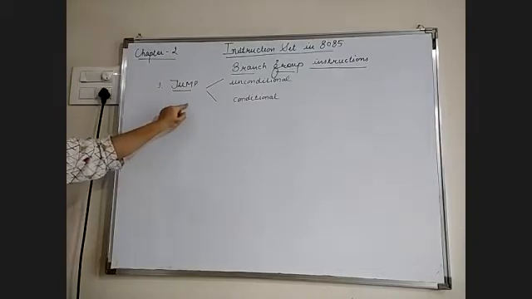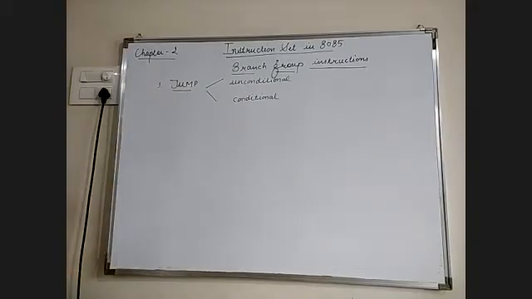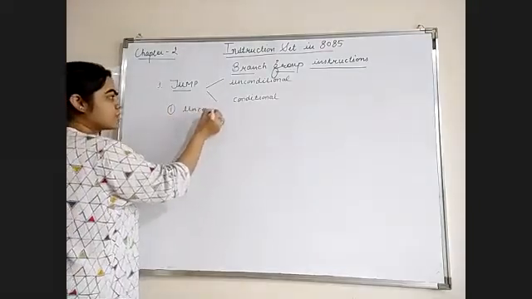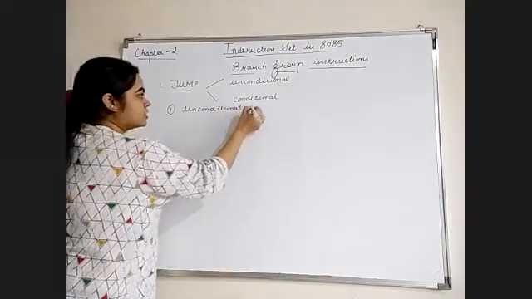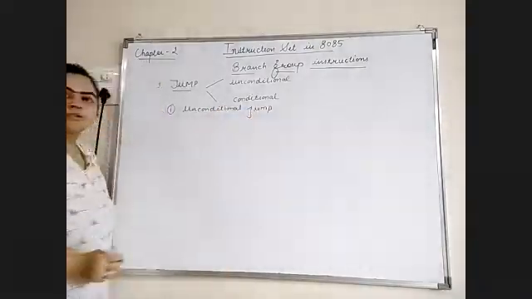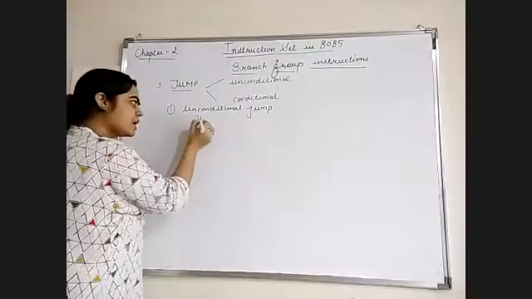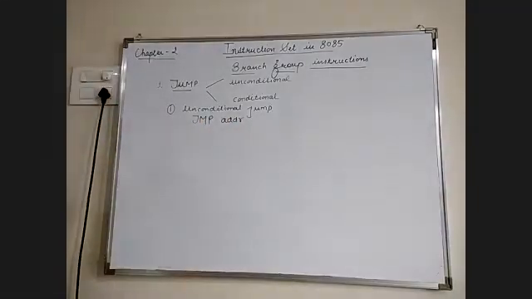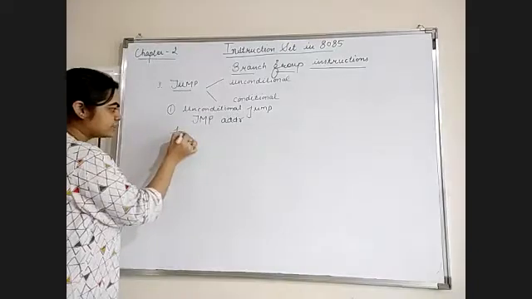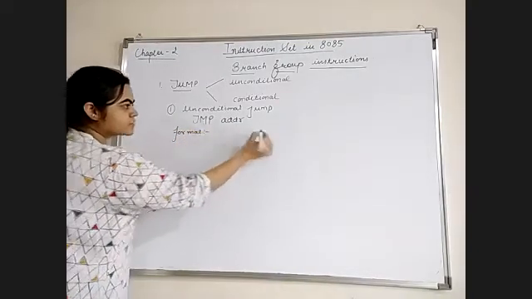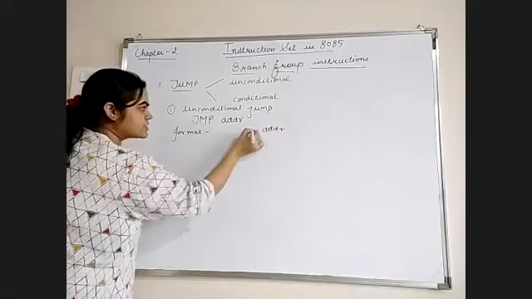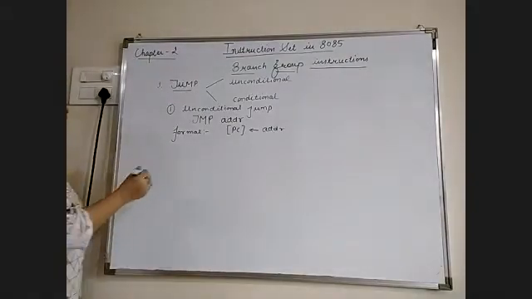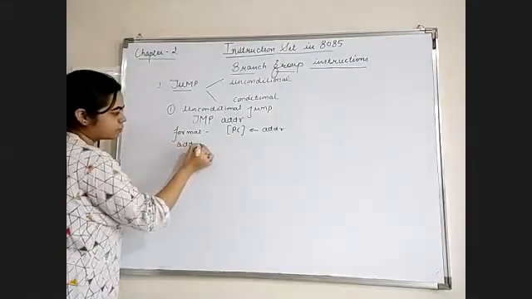Okay, so we can start with the first instruction first. So first is the unconditional jump. For unconditional jump, we can write the instruction as JMP address. So this is the unconditional jump statement. First we can see the format of the instruction. Whatever contents we have in this instruction, those contents will go into the program counter. Next after format we can see the addressing mode.